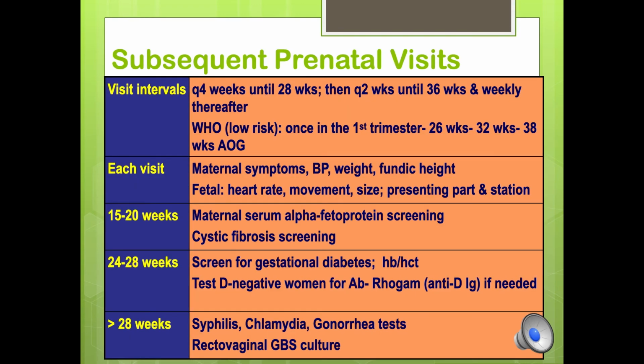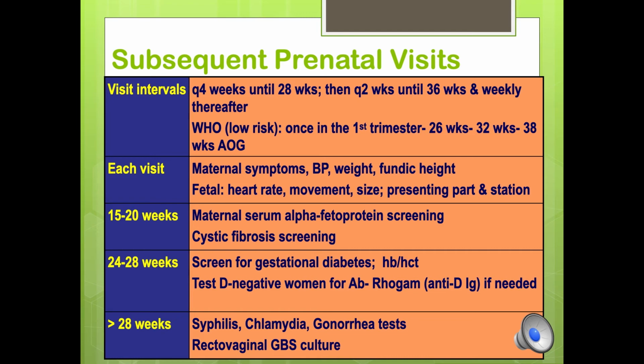With subsequent prenatal visits, the recommended interval is every 4 weeks until 28 weeks, then every 2 weeks until 36 weeks age of gestation, and weekly thereafter. WHO actually recommends that among low risk patients, 4 prenatal consults would suffice: once in the first trimester, followed by another one at 26 weeks, then 32 weeks, and the last one at 38 weeks age of gestation.